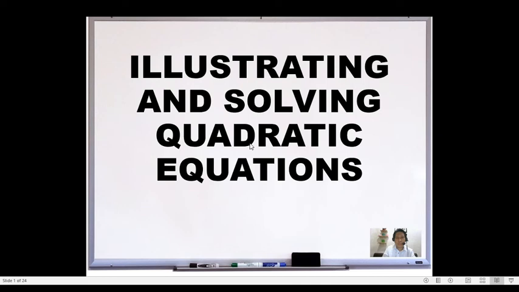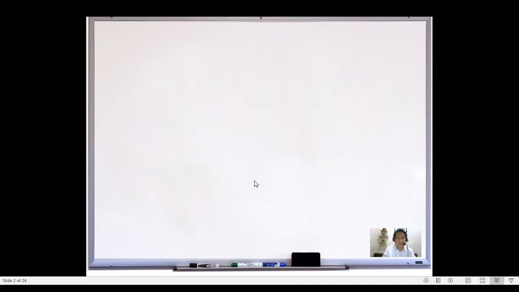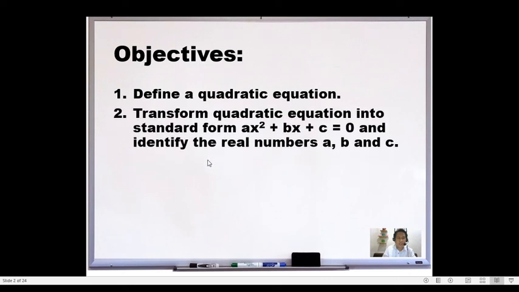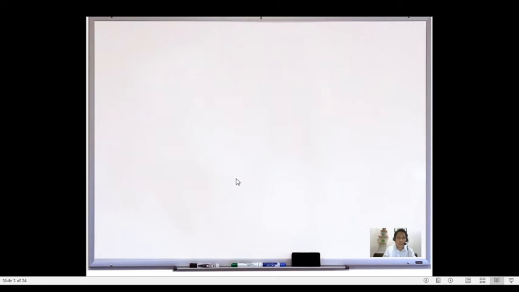In this video, I am going to discuss how to illustrate and solve quadratic equations. Here are our objectives. First, we are going to define what is a quadratic equation. Second, transform quadratic equation into standard form ax squared plus bx plus c is equal to 0 and identify the real numbers a, b, and c. And then the last, we are going to solve quadratic equation.